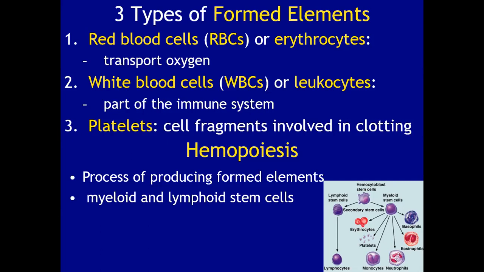These are the cellular parts, okay? This is the red blood cells. Their job is to transport oxygen. That's their only job, transport oxygen. Second type of cell, white blood cells or leukocytes. Okay, erythrocytes, red blood cells, leukocytes, white blood cells.